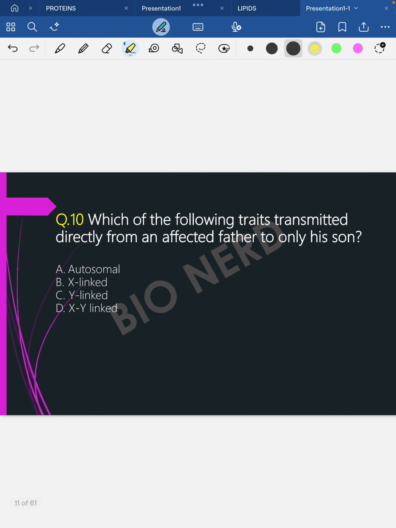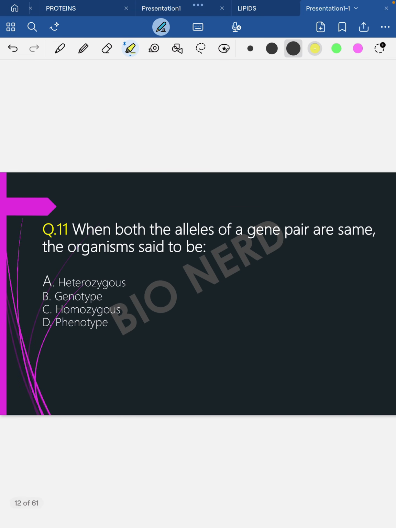Question number 10. Which of the following traits is transmitted directly from an affected father to only his son? Very easy. You know very well the Y chromosome is present only in males. Y chromosome is not present in mother, daughter, or any other female. It is present only in the male. So the Y chromosome will always be transferred from father to son. So Y linked traits will be transferred from father to son directly. Okay. Question number 11.